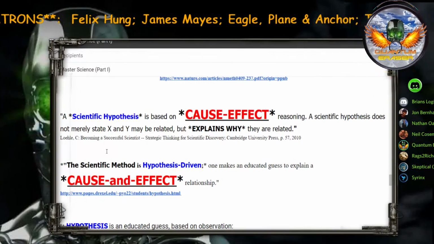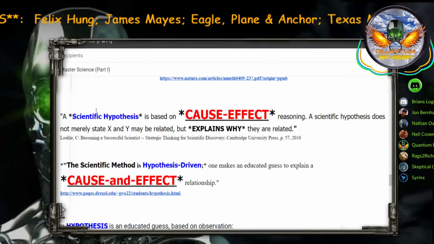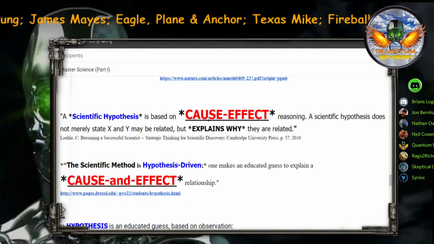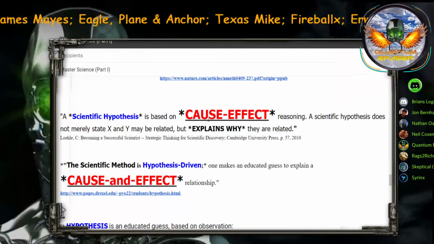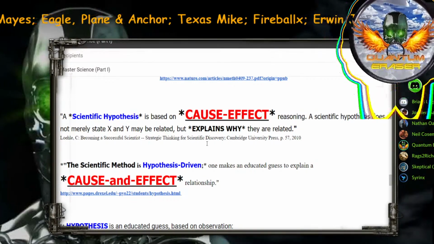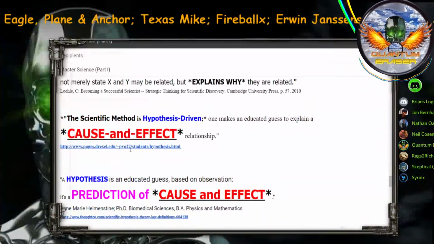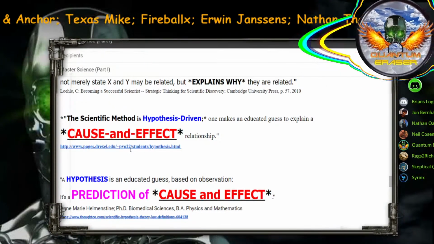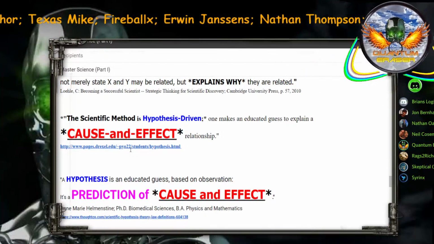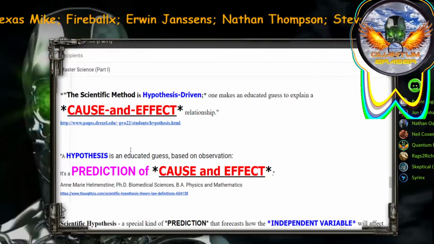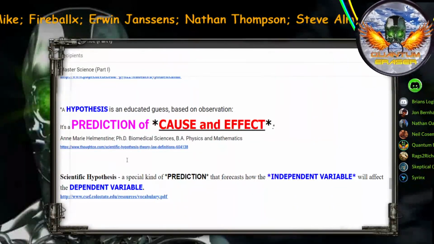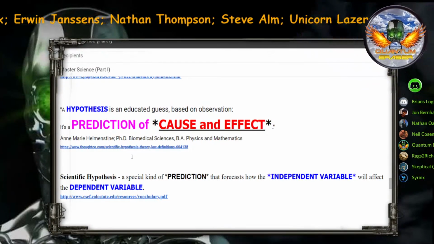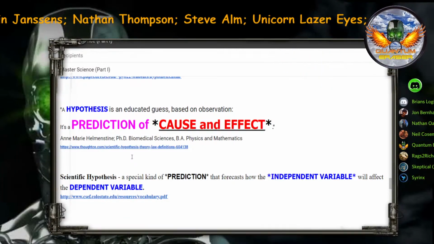Well, from Lowell C. Becoming a Successful Scientist from Cambridge University Press, a scientific hypothesis is based on cause and effect reasoning. A scientific hypothesis does not merely state X and Y may be related, but explains why they are related. From Drexel University, the scientific method is hypothesis-driven. One makes an educated guess to explain a cause and effect relationship. From Anne-Marie Helmstein, PhD, Biomedical Sciences, a hypothesis is an educated guess based on observation. It's a prediction of cause and effect. Are you getting it?